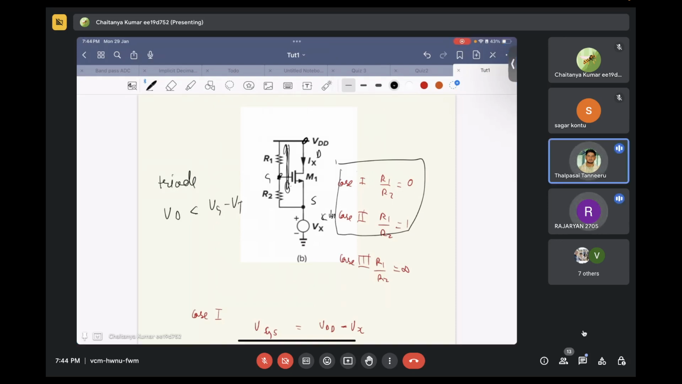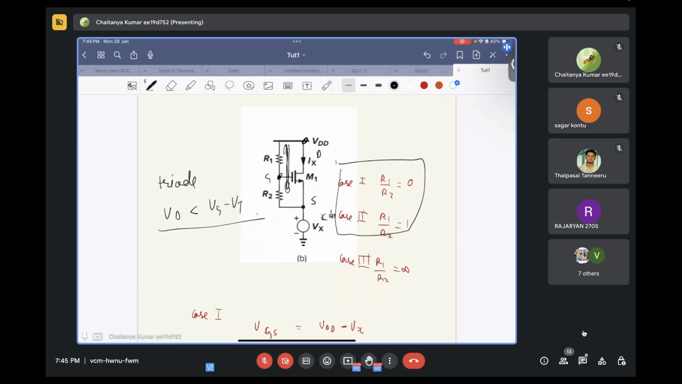VDD will absolutely be high. Drain potential is always high. Then can this condition ever be met? No, sir. Okay. Any doubt in this? No, sir. Okay. So in this circuit again, your transistor can never go into triode region.